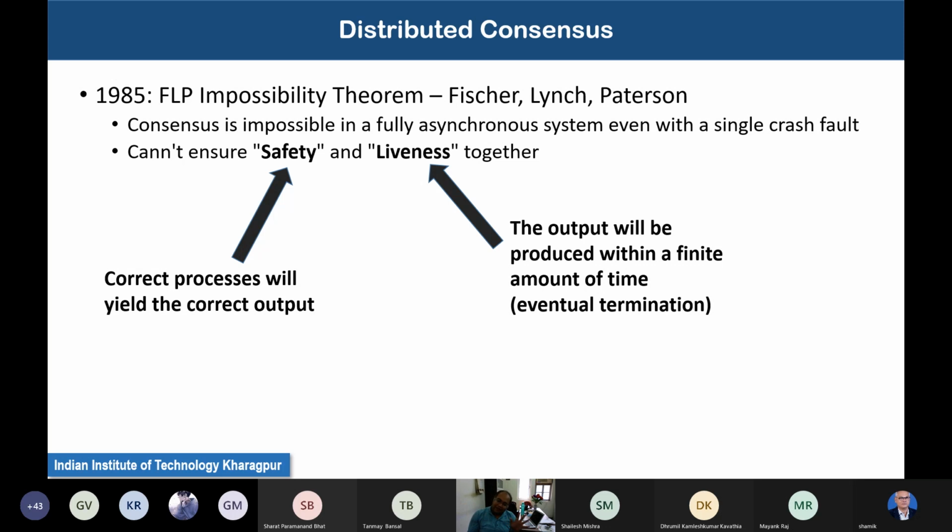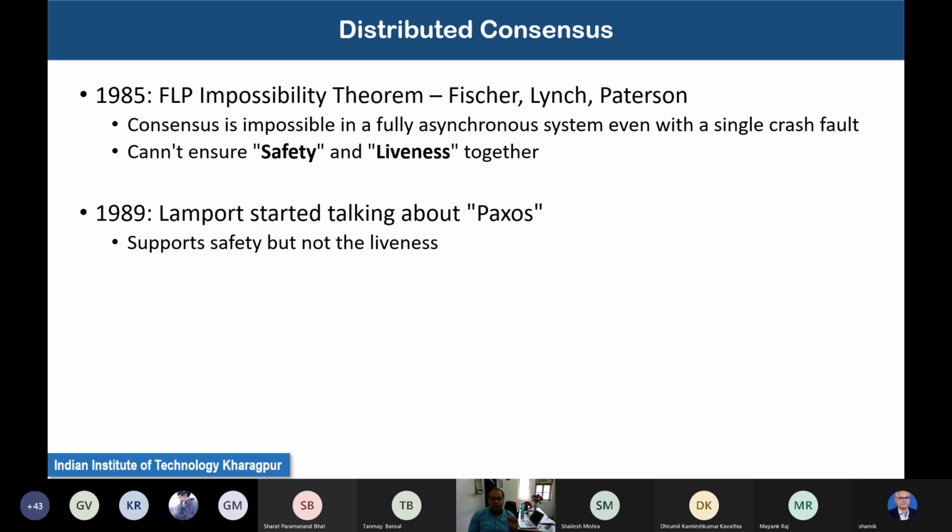Among the existing distributed consensus algorithms, in 1989 Leslie Lamport, whose name I guess all of you have heard, at least people from a computer science background, is one of the pioneers in algorithmic design in computer science. Leslie Lamport started talking about an idea called Paxos. The idea was that this distributed consensus algorithm would support safety but not liveness in the presence of such crash faults.